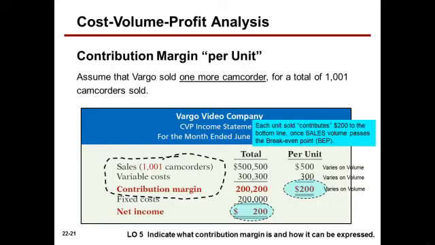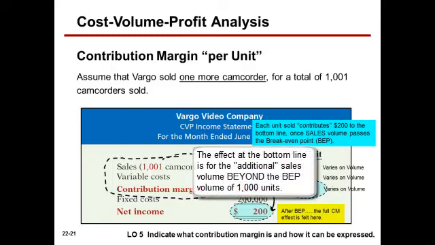That one extra sale over 1,000, in other words, that 1,001 sale, gave us an extra $200, which is reflected in contribution margin, and it drops right to the bottom line once we bypass the break-even point. So after BEP is reached, the full contribution margin effect is felt at the bottom line. This is a relationship to be fully studied in this chapter.